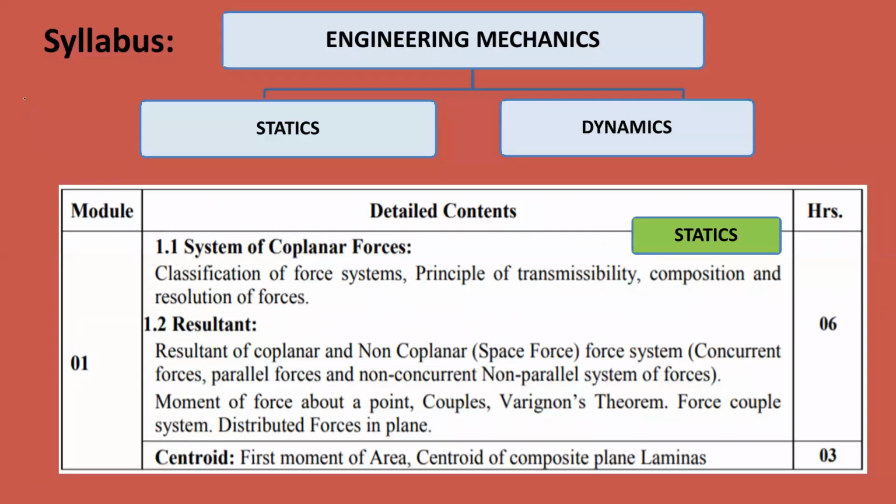So if you have an object like this, and suppose you want to find out what is the centroid, just by observation we cannot find out its centroid. So such types of figures are called composite lamina.